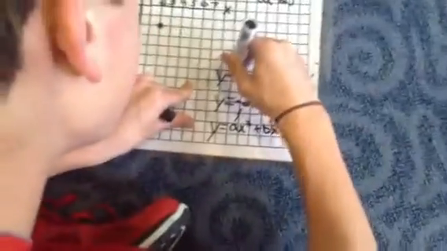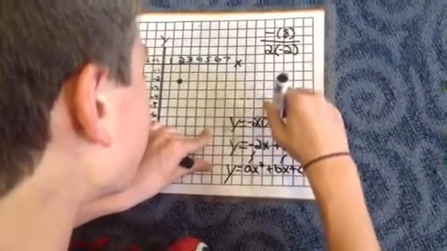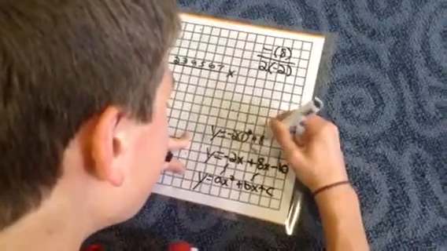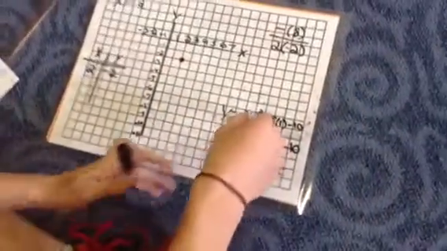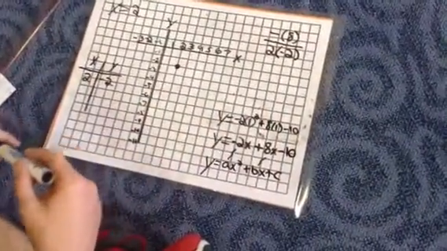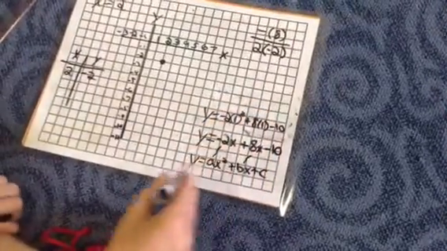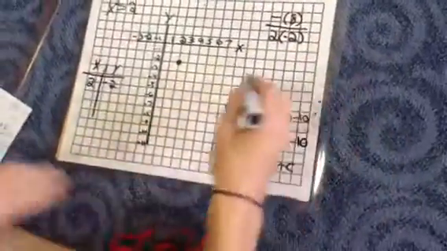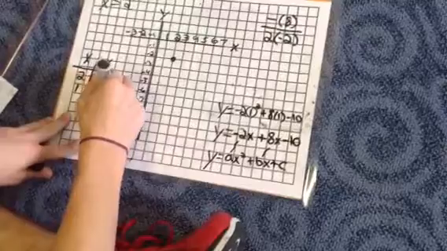So y equals negative 2 times 1 squared plus 8 times 1 minus 10. We all know that anything times 1 is just itself, so it's minus 2 plus 8, which is 6, minus 10, which is negative 4. So x is equal to 1 and y is equal to negative 4.